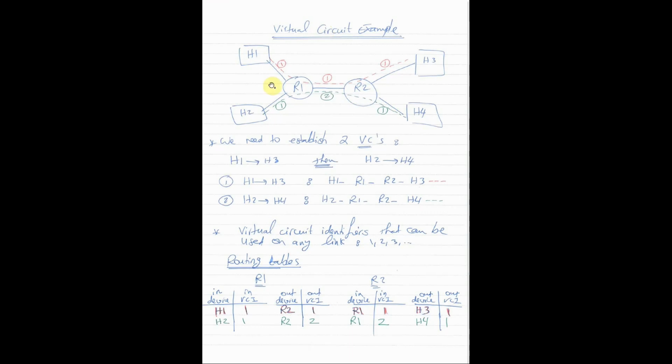So here in this network, assume that we have router 1 and router 2. So we have 2 routers in the network connected by a link, and then router 1 is connected to 2 hosts, host 1 and host 2. Router 2 is connected to 2 other hosts, host 3 and host 4. We need to establish 2 virtual circuits in order. So first, we have to establish a virtual circuit from host 1 to host 3. And then before removing this connection, we have to establish a second virtual circuit from host 2 to host 4.